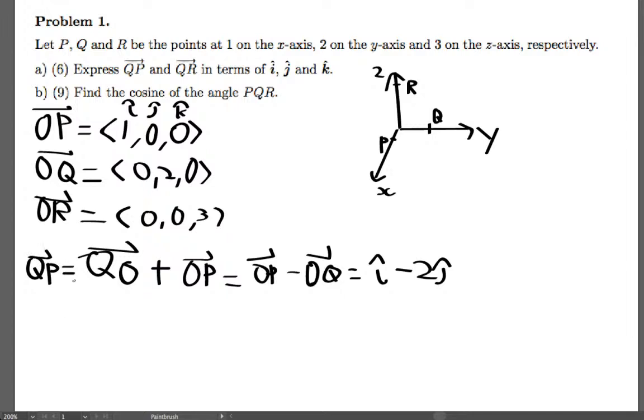And then the second one is for vector QR. There we go. Solving this, you can use the same thing: it's OR minus OQ. But I normally just find the difference straight away. It is 0, negative 2, 3. So it's minus 2j hat plus 3k hat.